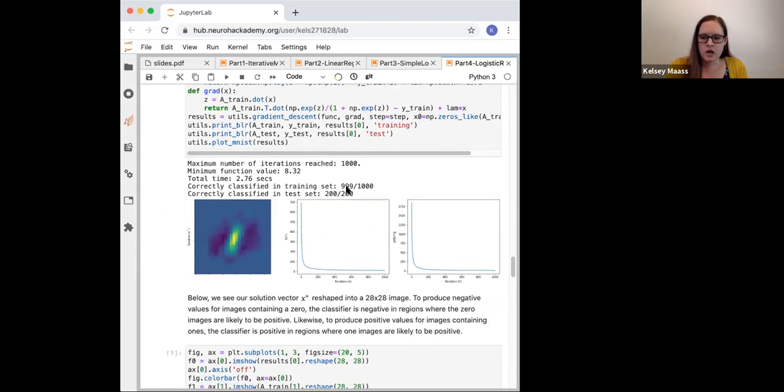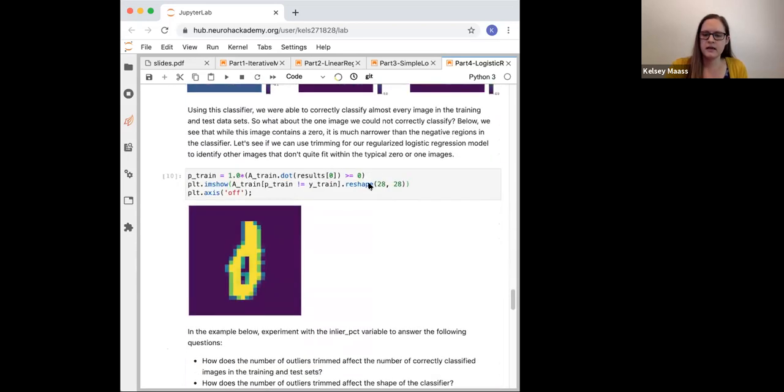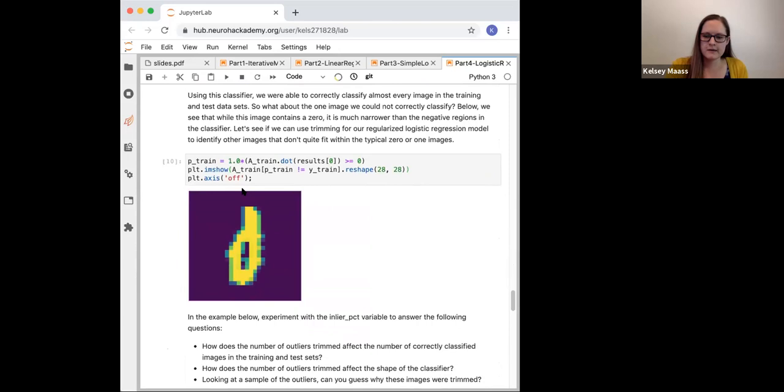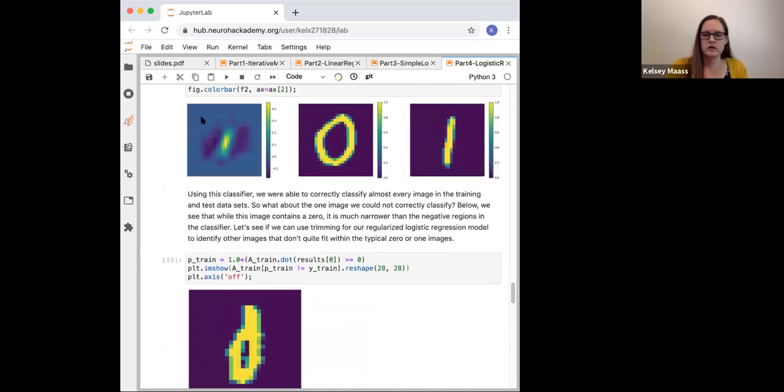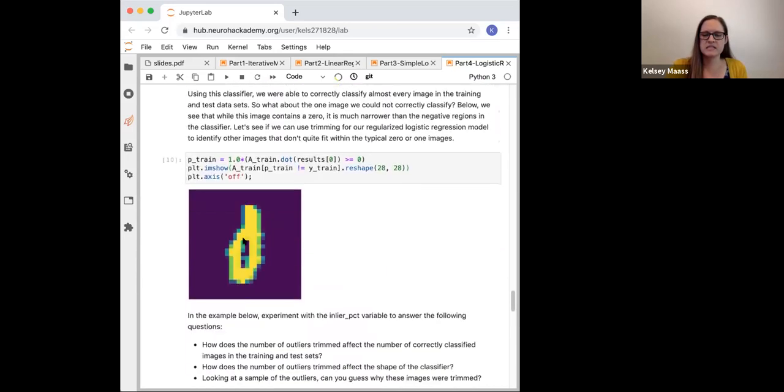Now, we did a great job at classifying the images in the training set and the testing set. There's only one image we misclassified. So let's take a look at that and see if it makes sense. So here's our misclassified image. And it kind of makes sense why it was misclassified looking back at our solution, because this is maybe a bit more narrow than the other zeros in the training set.